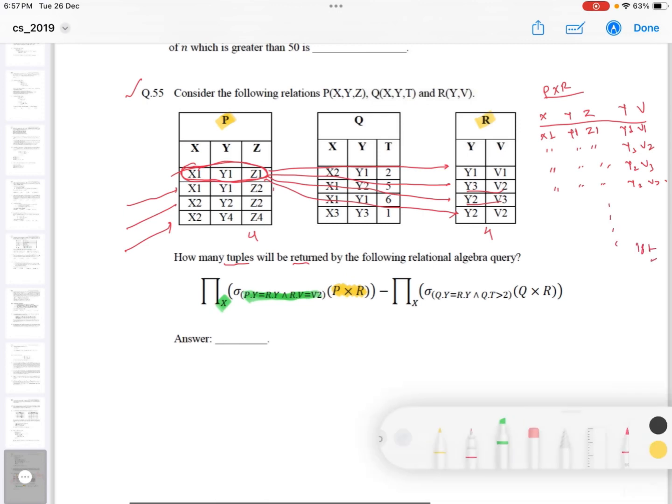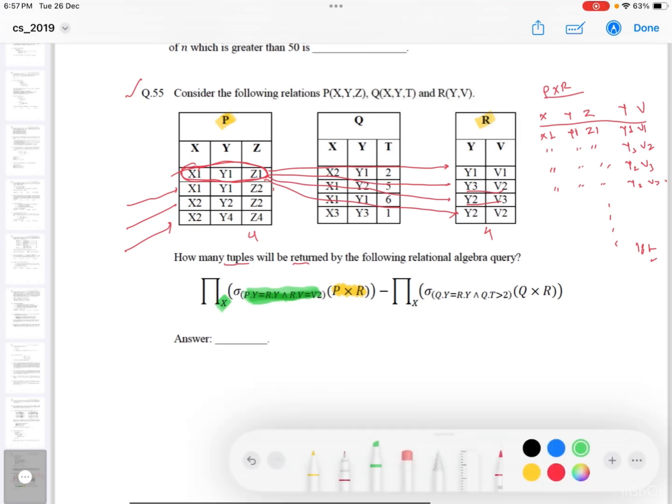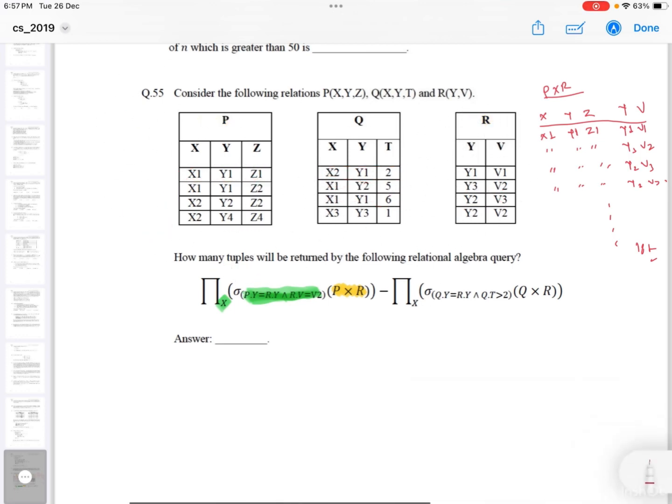The next step is to impose this condition, right? We have to look at which tuples in P cross R satisfy this condition. Without even looking at the complete P cross R table, based on this condition, you can select the tuples. You see that this is an AND. In our relation, R dot V should be only V2. If you look, here is V2 and here is V2, right? And with this AND condition, the one more condition is that P dot Y is equal to R dot Y.